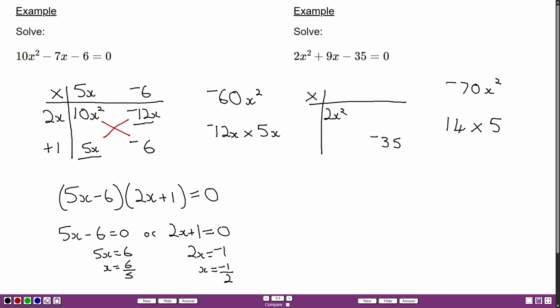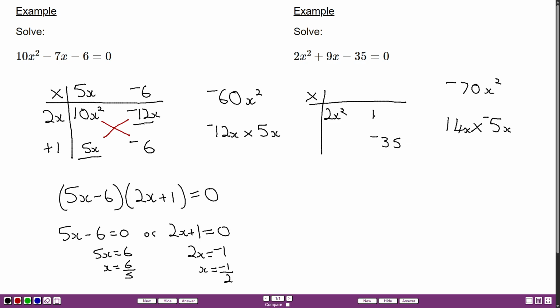So we're on the right lines here. So it's going to be 14x and 5x to begin with, I'll write down. Well, that gives us positive 70x squared. Now I want positive 9x when I add these two together. So hopefully you can see this time I need to make the 5x negative, and then it all works out nicely. 14x times negative 5x is negative 70x squared. And 14x plus negative 5x gives me my positive 9x. So these must be our missing two terms.